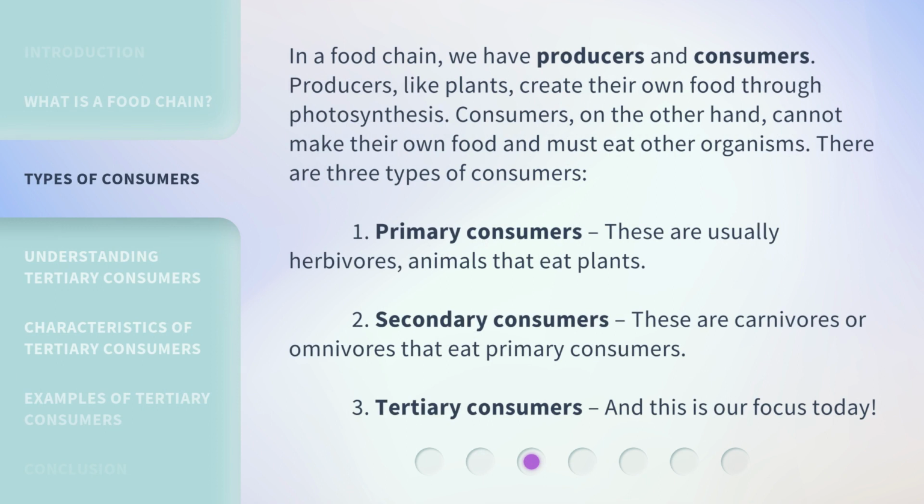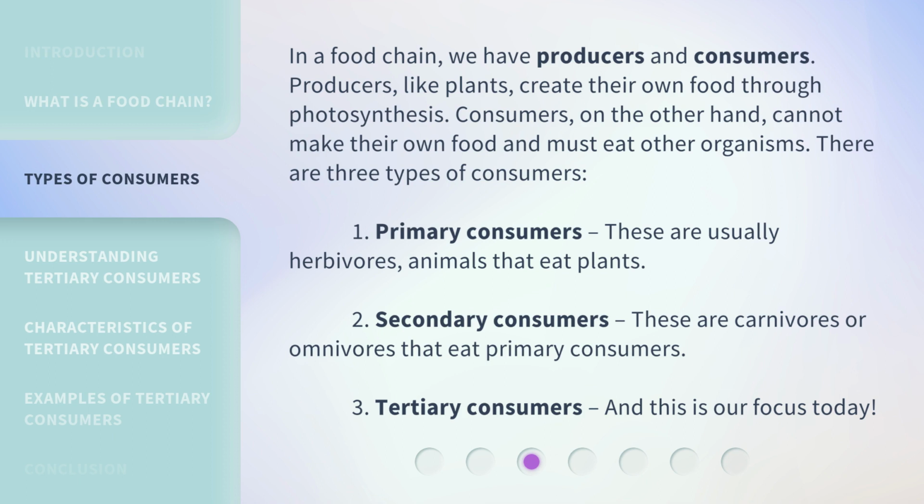In a food chain, we have producers and consumers. Producers, like plants, create their own food through photosynthesis. Consumers, on the other hand, cannot make their own food and must eat other organisms. There are three types of consumers.